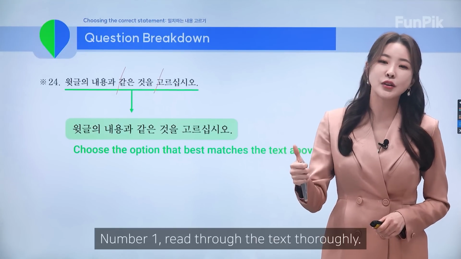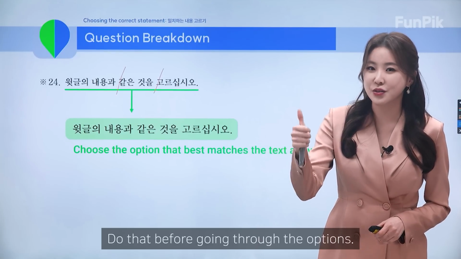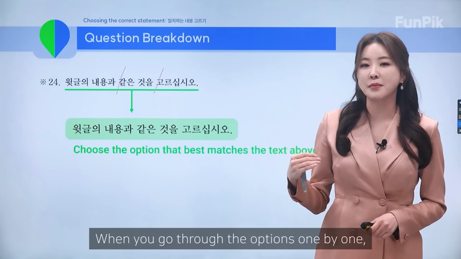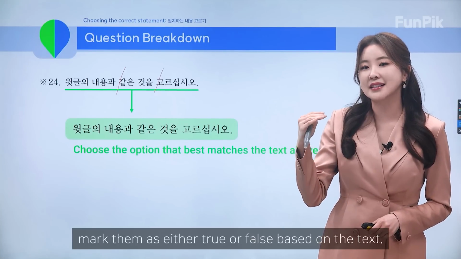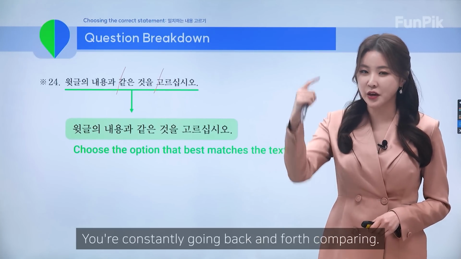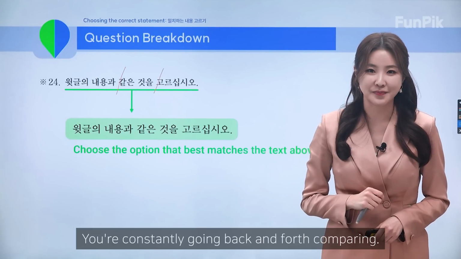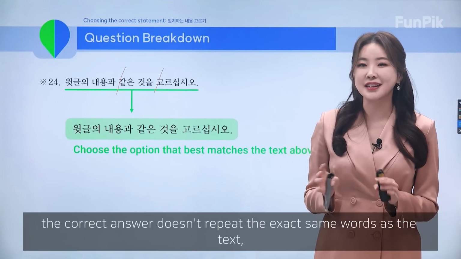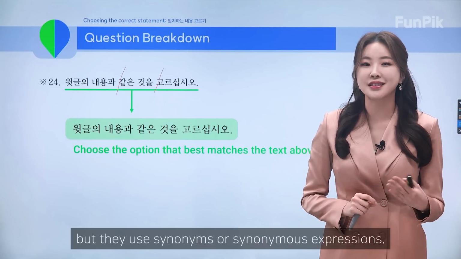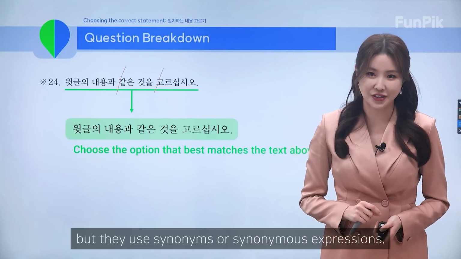Number 1, read through the text thoroughly. Do that before going through the options. When you go through the options one by one, mark them as either true or false based on the text. So you're constantly going back and forth, comparing. And usually the correct answer doesn't repeat the exact same words as the text, but they use synonyms or synonymous expressions. Okay, so let's solve one together.